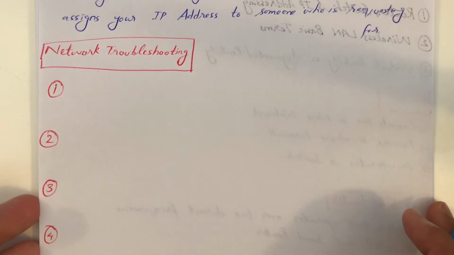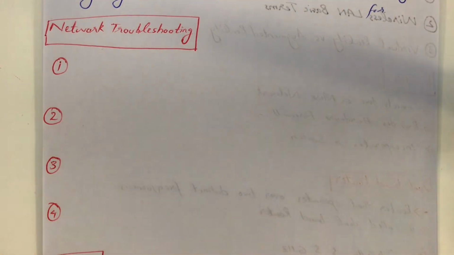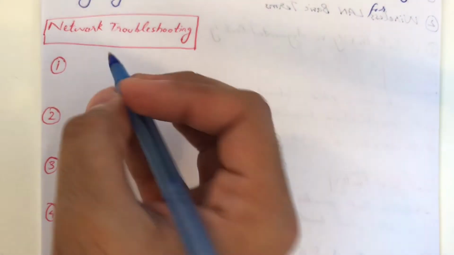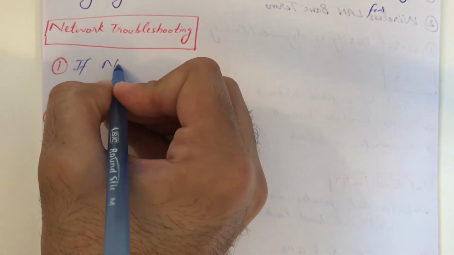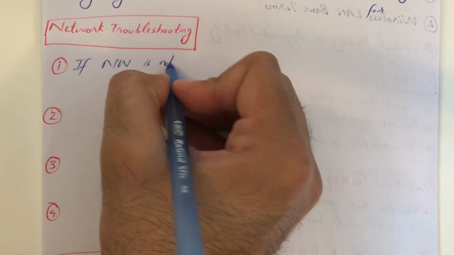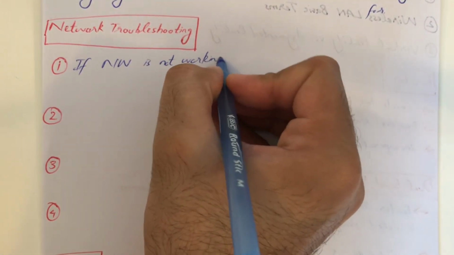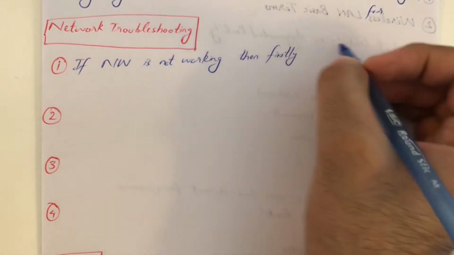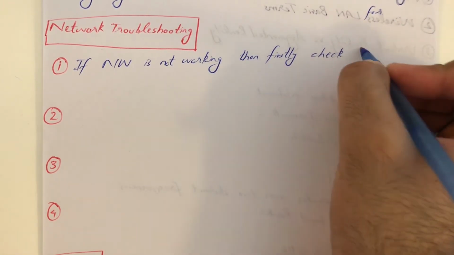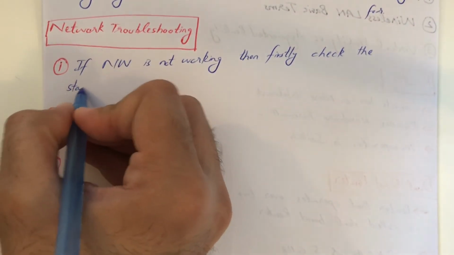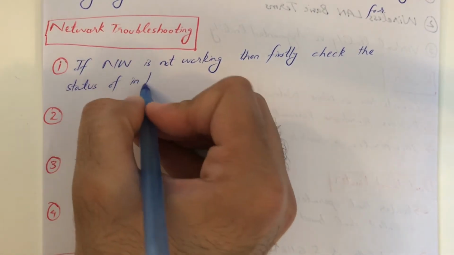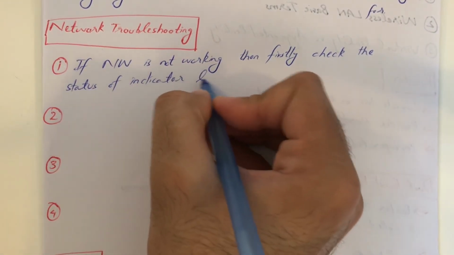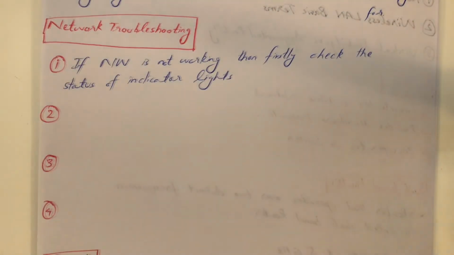Next is the network troubleshooting. It's kind of self troubleshooting. For example, if your internet is not working, how can you do your own troubleshooting? The first step is, if the network is not working, then firstly check the status of indicator lights. So you just have to check the indicator light.